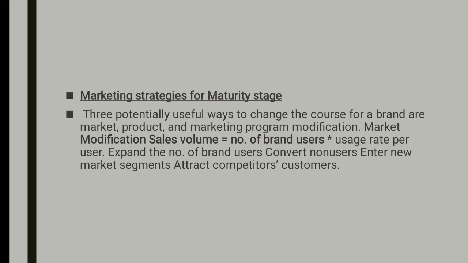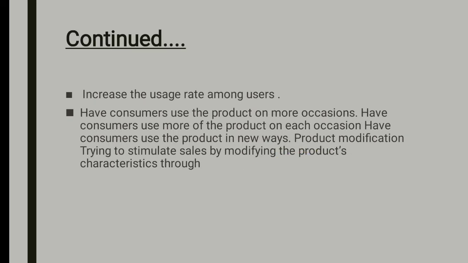Market modification: sales volume is equal to the number of brand users times the usage rate per user. Expand the number of brand users: convert non-users, enter a new market segment, and attract the competitors' customers. Next, increase the usage rate among the users: how consumers use the product on more occasions, how consumers use more of the product on each occasion, and how consumers use the product in new ways.